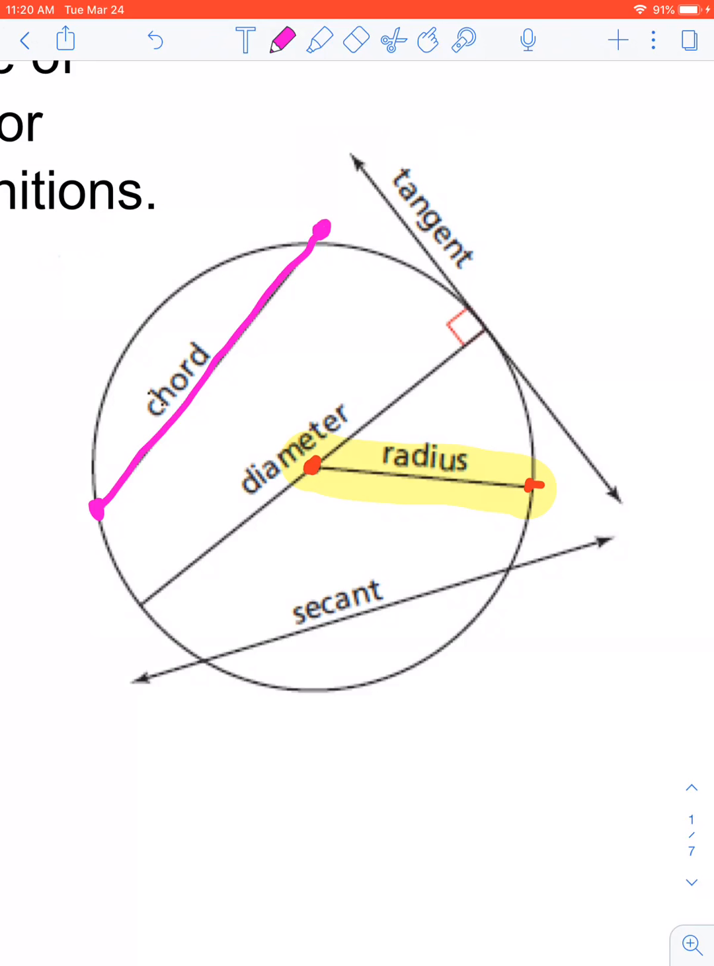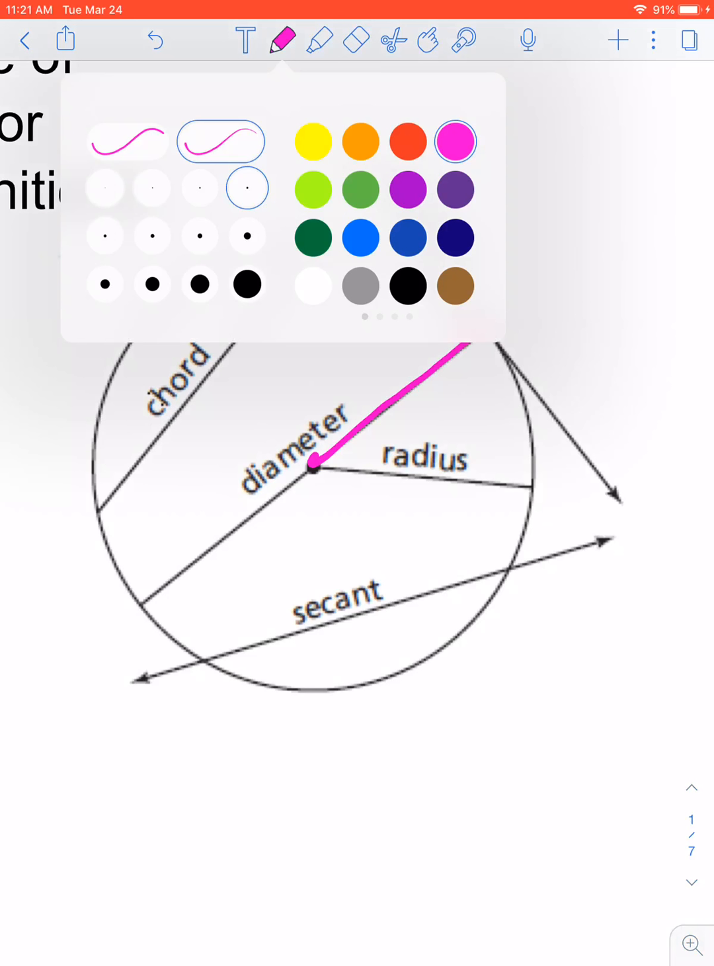A special type of chord is the diameter. So the diameter is special in a few ways. First of all, it's a chord, because it has endpoints on the circle, but it also goes through the center. So that's why, if you are being asked for the most specific type of segment on the circle, you would not call this a chord. You would call it a diameter whenever it goes through the center. Also notice that a diameter consists of two radii.